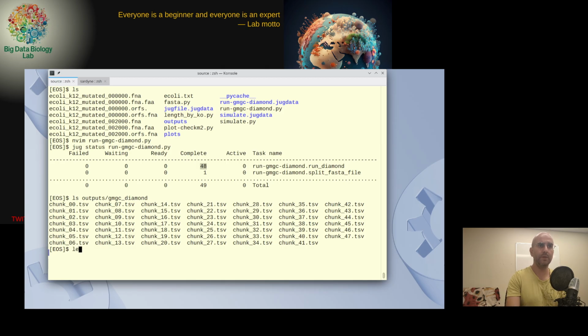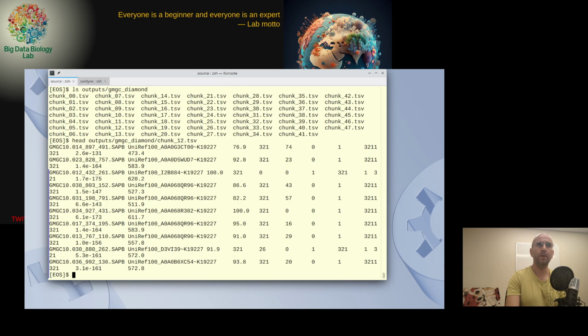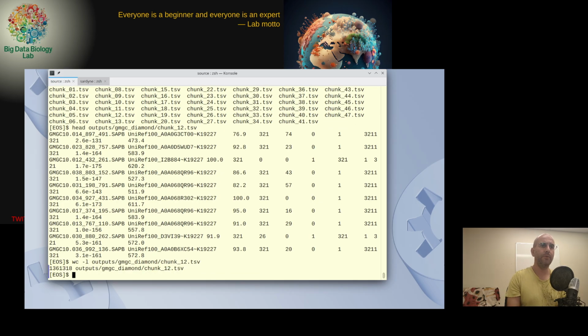There are the outputs, and you can see that. Let's just look at one here. Here we see some output. It doesn't really matter what it is. You can see that from the 2 million inputs that this chunk had, 1.3 million had an output.